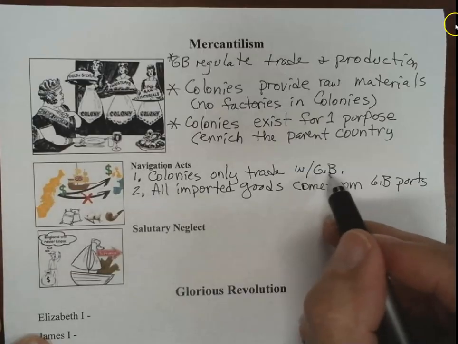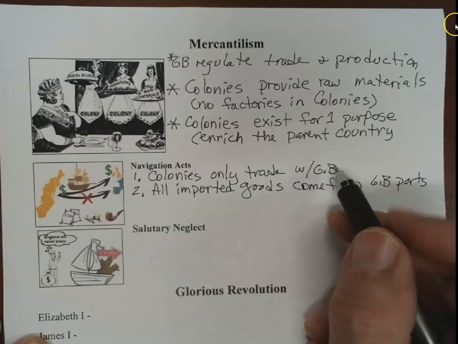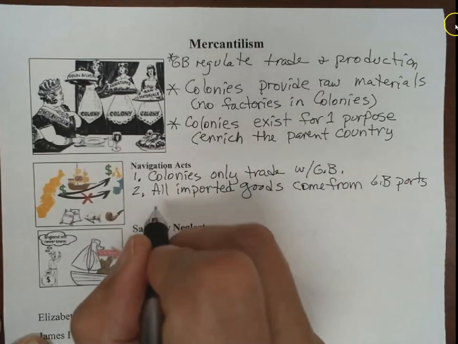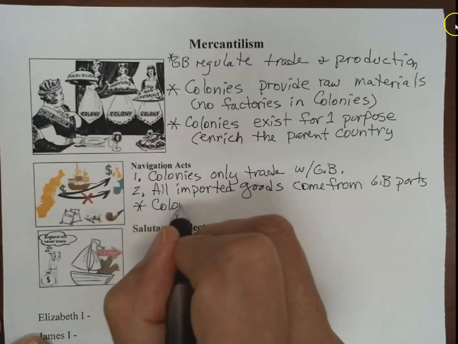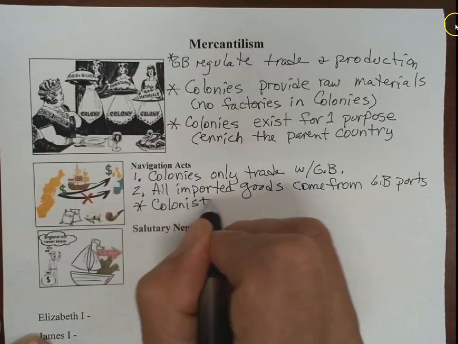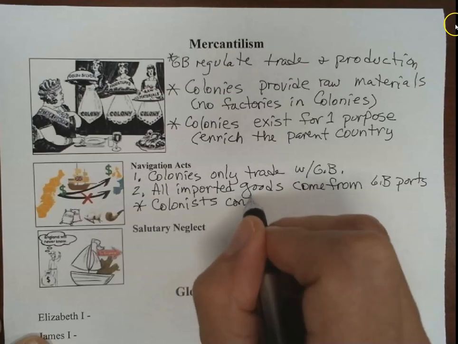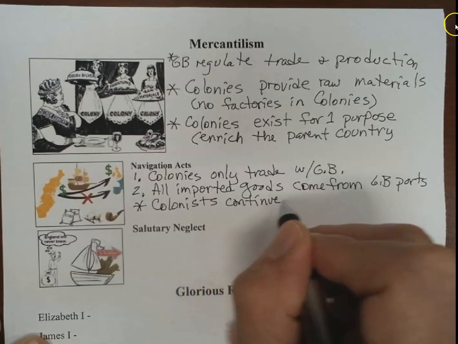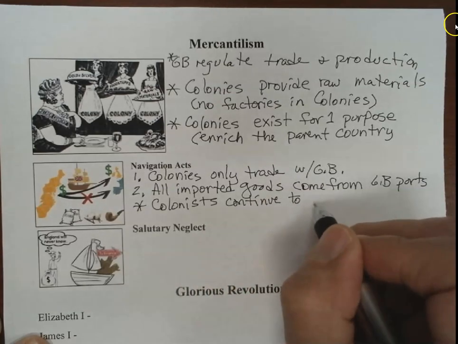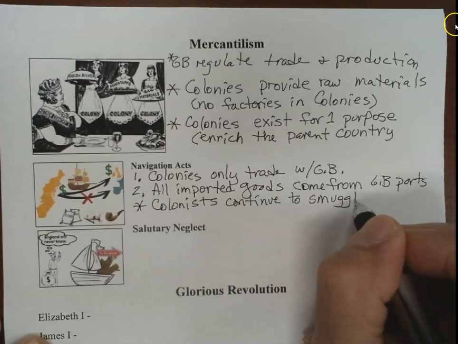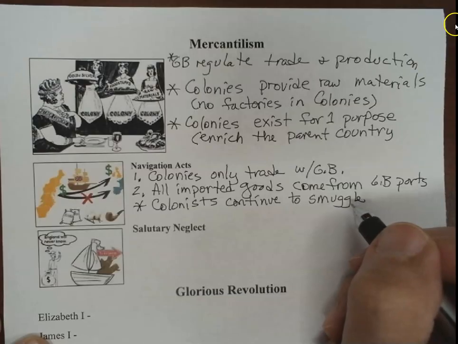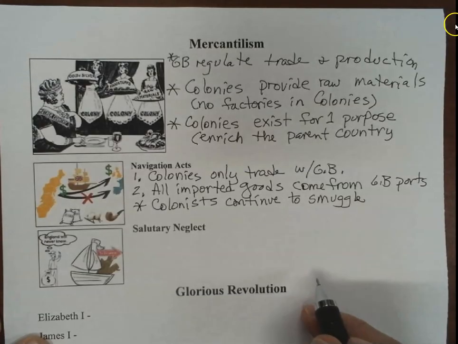So, what if they trade with the French or the Spanish? They're not supposed to. But the colonists continue to smuggle. And when they get caught, the fine is so small that, who cares? So, Americans, we have a history of smuggling.